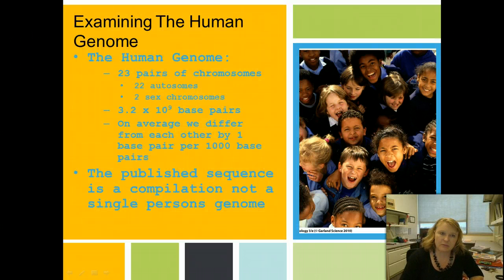So we've talked about the human genome. We have 23 pairs of chromosomes, 22 autosomes and 2 sex chromosomes. Hopefully at this point you really have that nailed. We did this sequencing first in 2001, and the published sequence of our genome is a compilation.